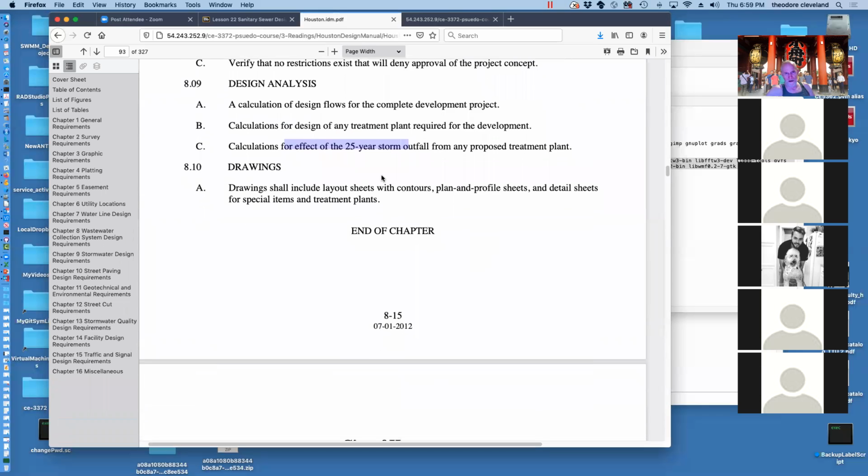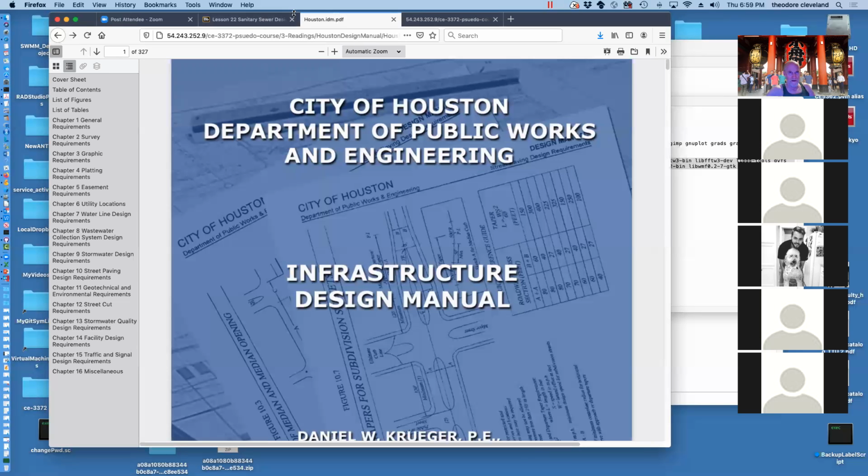Again, the drawing includes layout sheet with contours, plan profile, detail sheet. And so the contour mapping we did earlier on was not entirely made by me just to make your lives miserable. In fact, none of it was.